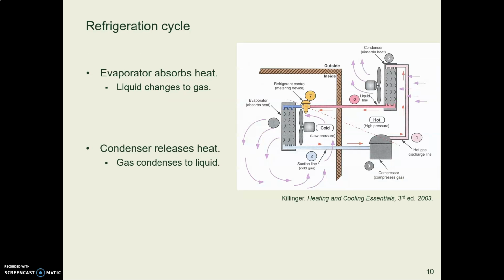Well, an air conditioner works exactly the same way. They all have an evaporator in which liquid refrigerant evaporates, changes to gas, and it absorbs heat out of the air. And they all have a condenser where the gas condenses back into a liquid, and when it does, it gives off heat.